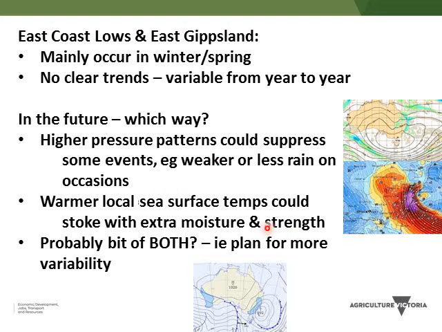But on the other hand, when we've got warmer seas off East Gippsland, that can actually help stoke some extra moisture and strength. And so when conditions are right, and you've got a good East Coast low that's stoked up, sitting on warmer ocean, you can bring in a bit extra moisture. So I'm saying, well, one is suggesting it might occasionally be a bit dry, and the other says there's the potential for it to be a bit wetter.